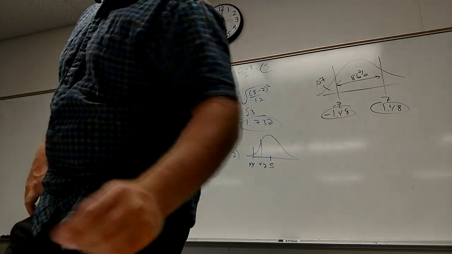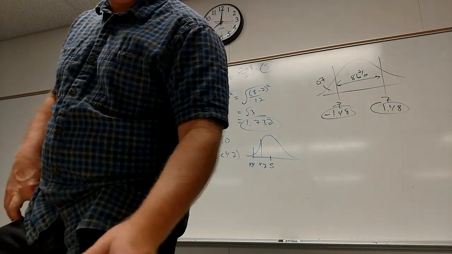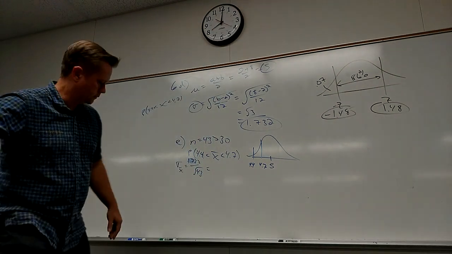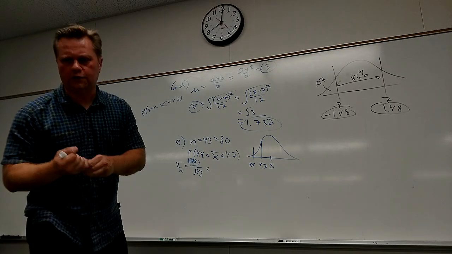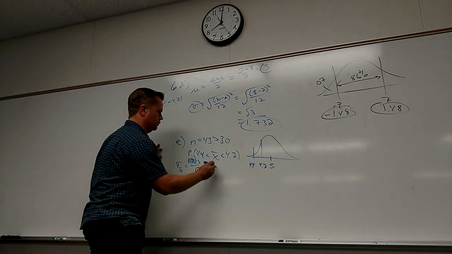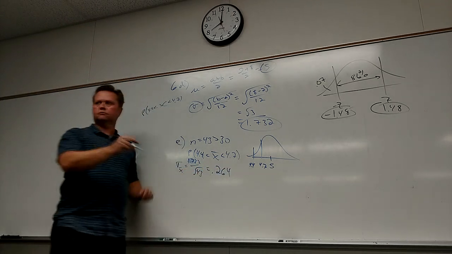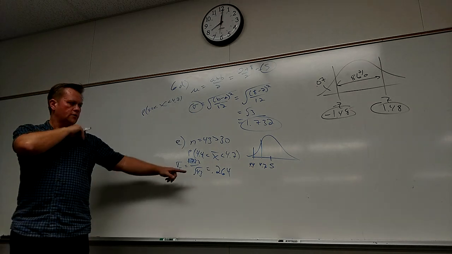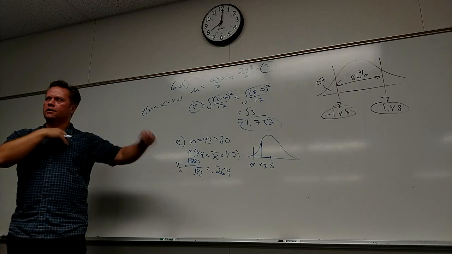So on number 6E, oh shit, I didn't even finish it. Might as well do it. For the standard deviation, I got 0.264. I guess I didn't finish it on the key, so let's do this right now.